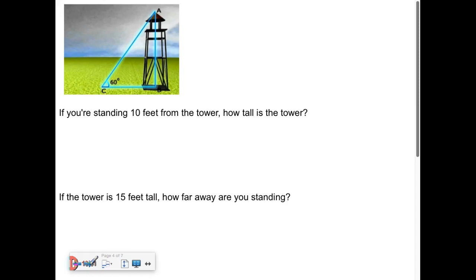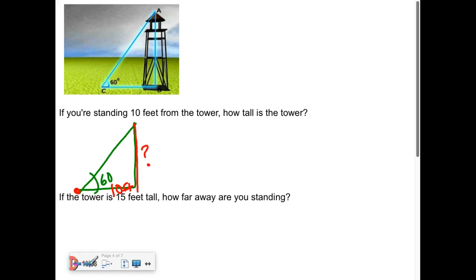All right, so we see we have this tower here. We see we have an angle of 60 degrees. And our first question is about this tower, and I'm going to draw this triangle down here again, just so I know what I'm doing. And we have that angle of 60 degrees. It says we are standing 10 feet away from the tower. So if we are here and the tower is this thing here, we are 10 feet away from that tower. And we want to know how tall that tower is. So we don't know this over here.